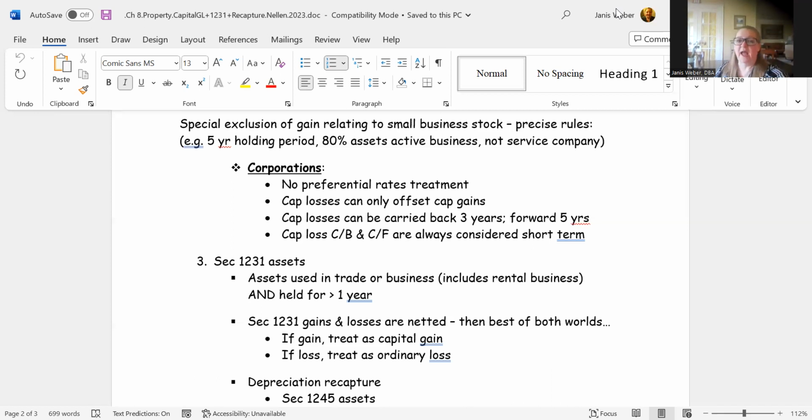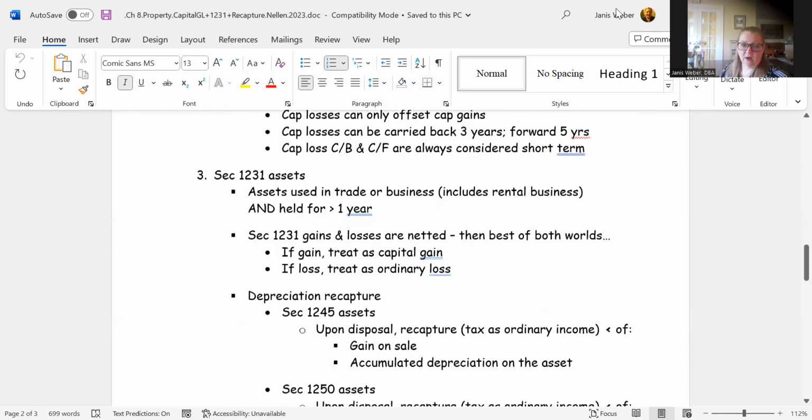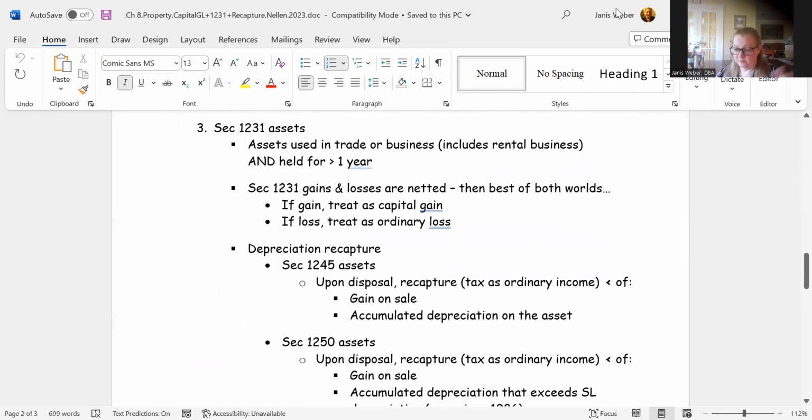Okay, so that's the first two. We had ordinary assets, we had capital assets. Now we're going to talk about the 1231 assets. This is the new information that we haven't really covered very much because advanced tax. So we have to get into these more detailed what-if scenarios. All right, so 1231 assets is all the business assets.